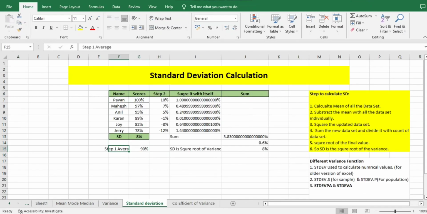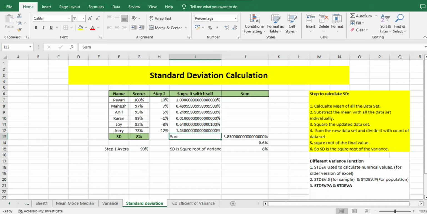So the first step says we need to do the average. Yes, we did this, we got 90%. The second step says subtract the average from each individual data point. So 100 minus 90, 97 minus 90, 95 minus 90, 89 minus 90, which means minus 1. We got all the answers. Post doing this, the third step says square the updated data set. We are squaring it like 10 into 10, 7 into 7, 5 into 5. We are squaring it with the same value.